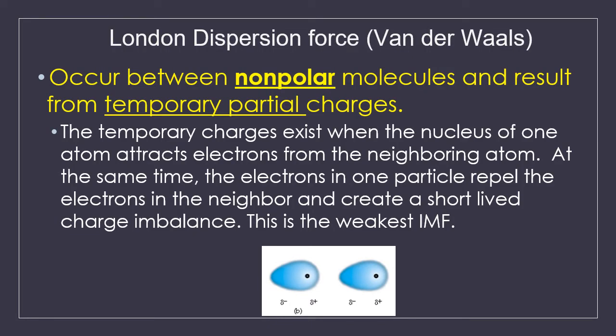And so our types of IMFs. Moving on. The first type is London dispersion forces. These happen between nonpolar molecules. They also happen between polar molecules, but between polar molecules, they're not the only thing there. And so what happens with London dispersion or van der Waals forces, they're called both names, is there's a temporary charge that exists when the nucleus of one atom attracts electrons from a neighboring atom. So pretty much two atoms get near each other and they attract each other. It is a very short-lived attraction and it's the weakest kind.